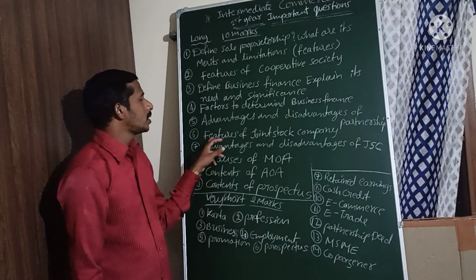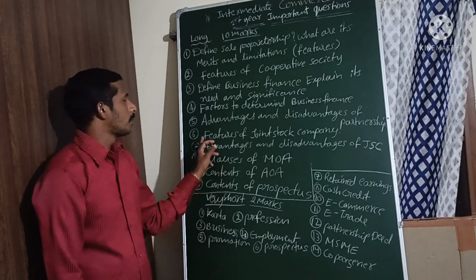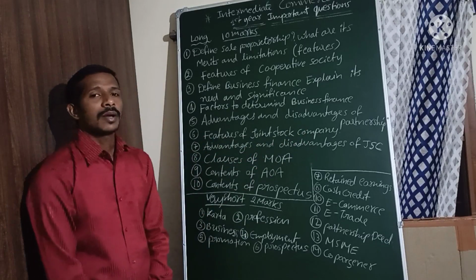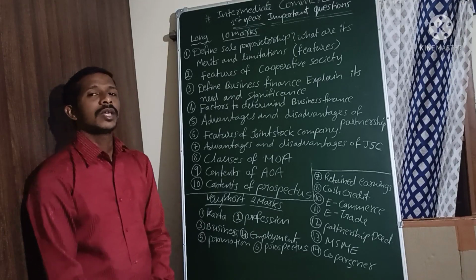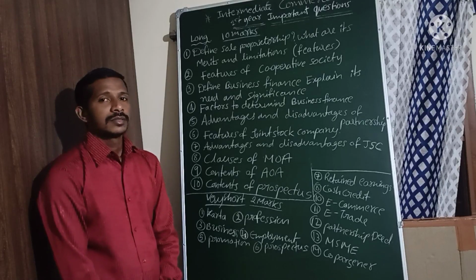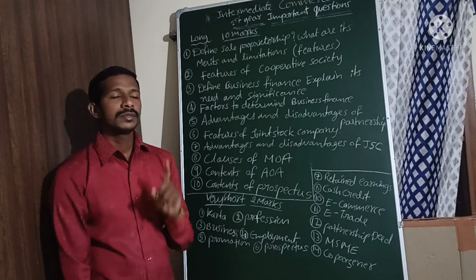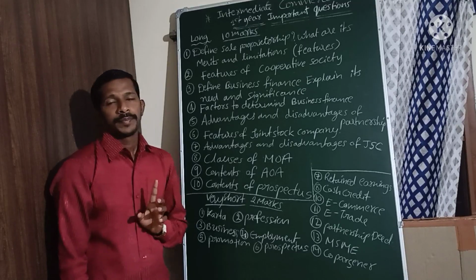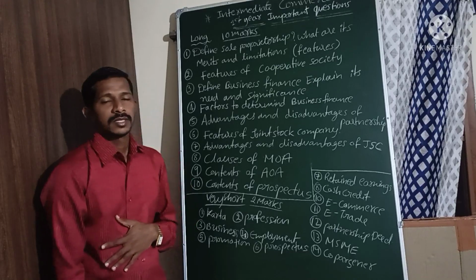And the sixth question: features of joint stock company. Joint stock company means, according to the 1956 Companies Act, a company is an artificial person. If you see, every company has some name: SBI Bank, State Bank of India.